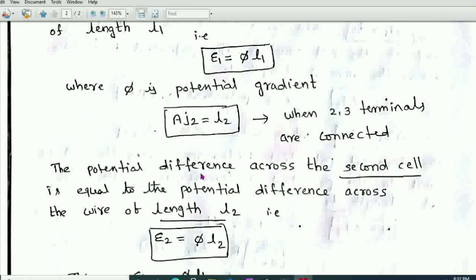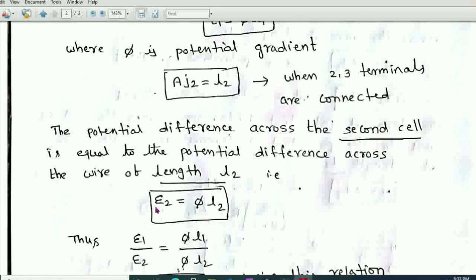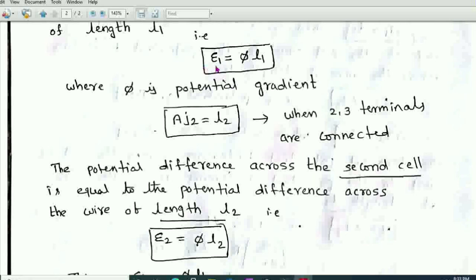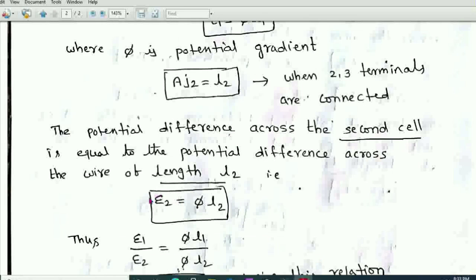Now the potential difference across the second cell is equal to the potential difference across the wire of length L2. The potential difference across any portion of the wire is directly proportional to the length of that wire. That means E2 is proportional to L2, and the proportionality constant is pi, so E2 is equal to pi into L2. Here E1 is the EMF of the first cell and E2 is the EMF of the second cell. Now we want to compare the EMF of the two cells.